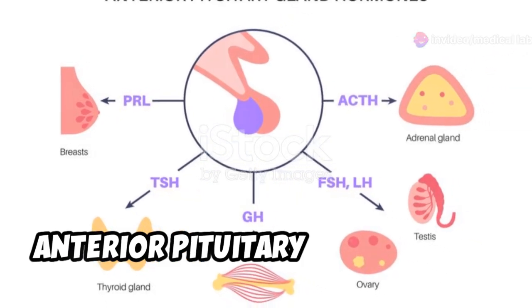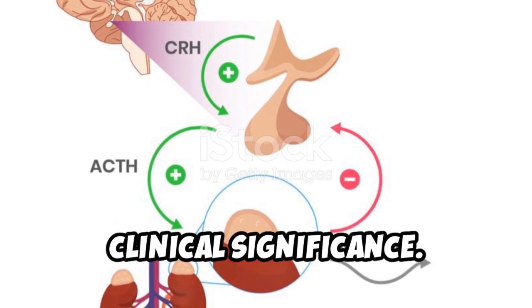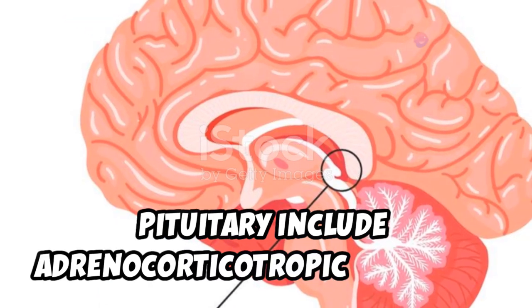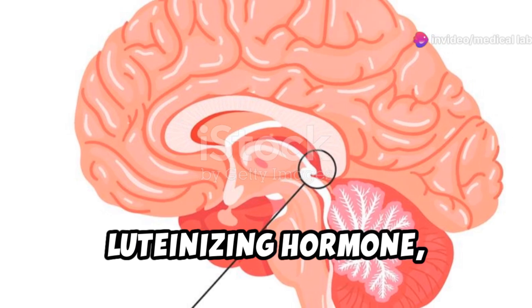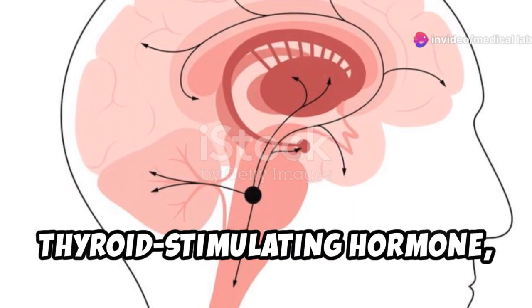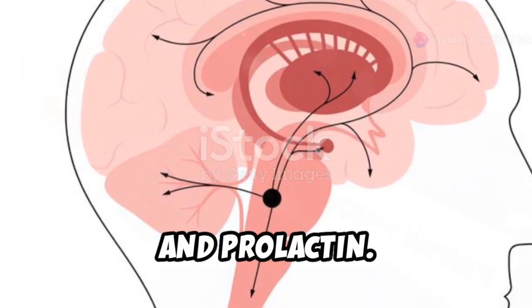Anterior pituitary, overview and clinical significance. Hormones secreted by the anterior pituitary include adrenocorticotropic hormone, luteinizing hormone, follicle-stimulating hormone, thyroid-stimulating hormone, growth hormone, and prolactin.